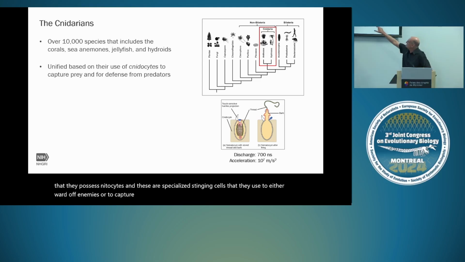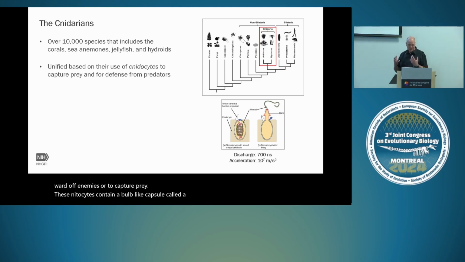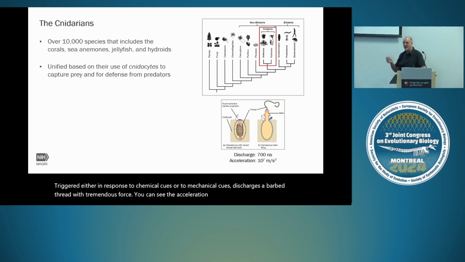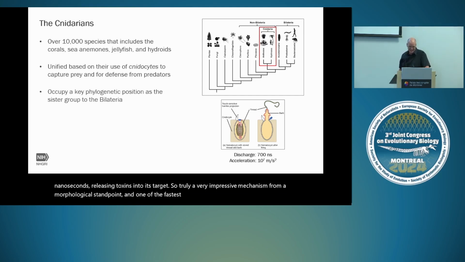These cnidocytes contain a bulb-like capsule called a nematocyst, which, when triggered either in response to chemical cues or to mechanical cues, discharges a barbed thread with tremendous force. You can see the acceleration rate right there in a matter of nanoseconds, releasing toxins into its target. So truly a very impressive mechanism from a morphological standpoint and one of the fastest biomechanical processes in nature.